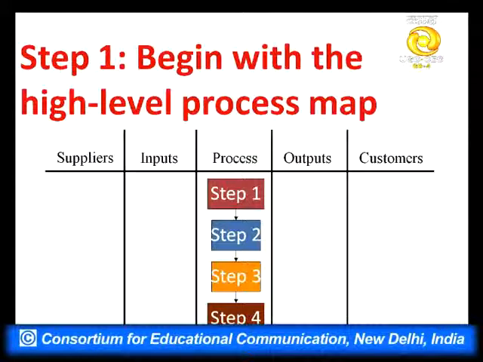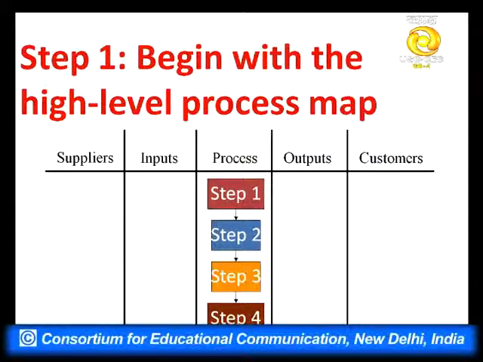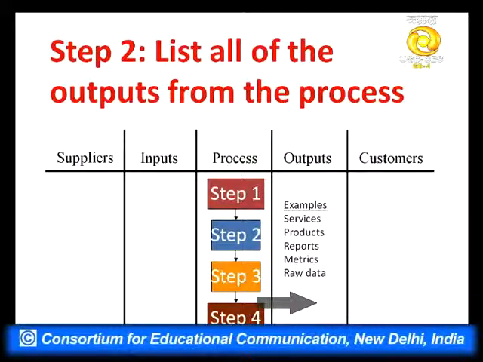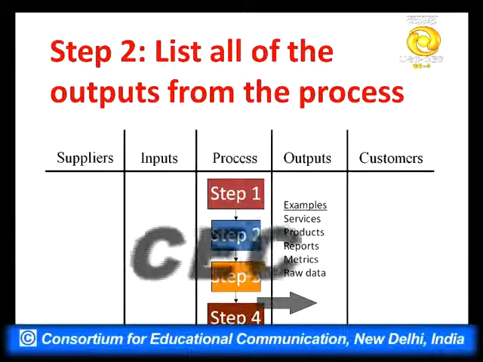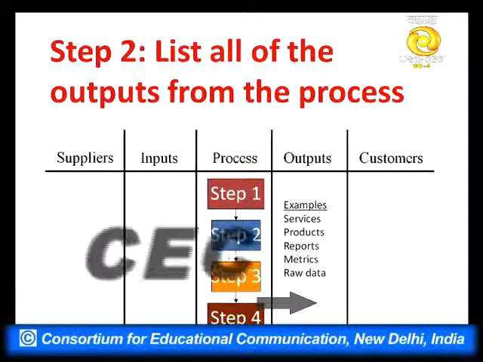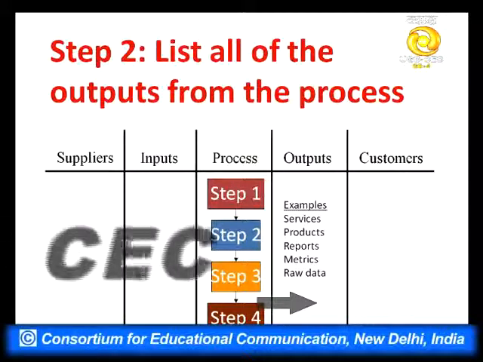Now, we will begin with the high level process map. We will map the process, how the process keeps on going. There is step 1, step 2, step 3 and step 4, and we have covered 4 steps in this process. And then outputs are also written. Again, we will go back to the process. Here we have identified 4 steps which make the process, which finishes the process, and we get some output. Output is also written. Examples are, we get services, products, reports, metrics or raw data. With the use of process, what we get as outputs is written.